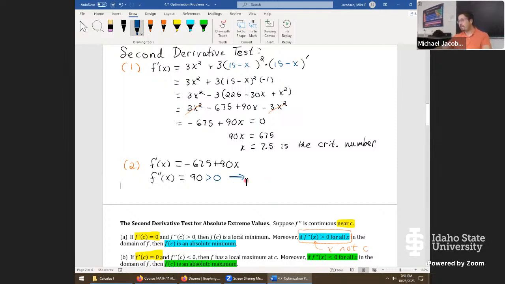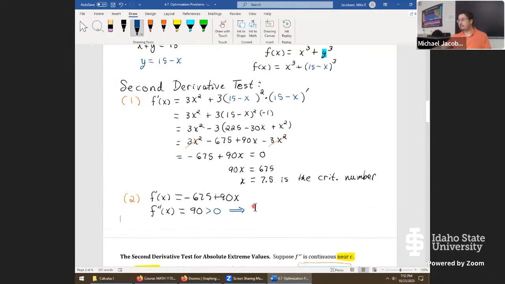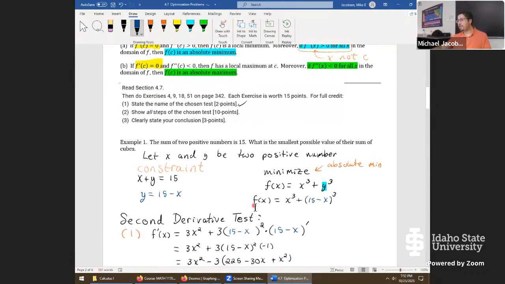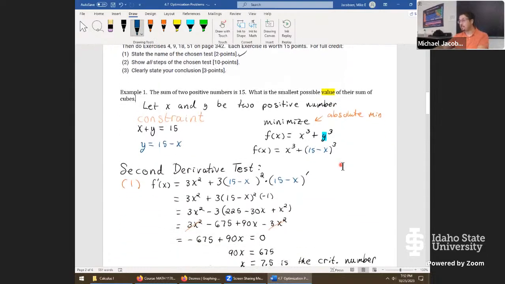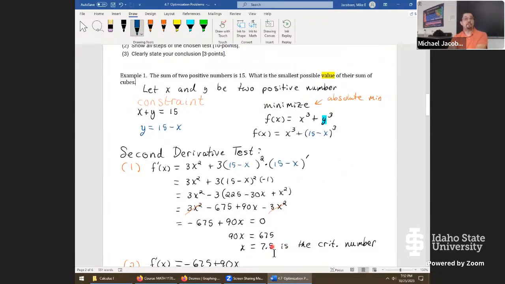Okay, so we have positive here, which means we have an absolute minimum. But before we get too far here, let's take a look at what the question even wanted here. It says the sum of two positive numbers is 15. What is the smallest possible value of their sum of cubes? So that's really important. Some of these questions would only want the number 7.5.